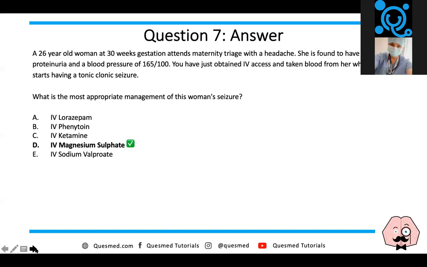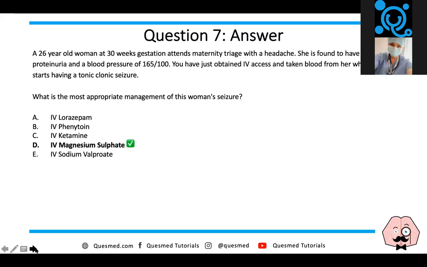So let's check back with the question here. The correct answer most of you got was IV magnesium sulfate. IV lorazepam, now that's generally reserved for non-pregnant patients or pregnant patients that have a history of epilepsy and seizures. IV phenytoin, that's used if seizures remain uncontrolled following administration of your IV magnesium sulfate.